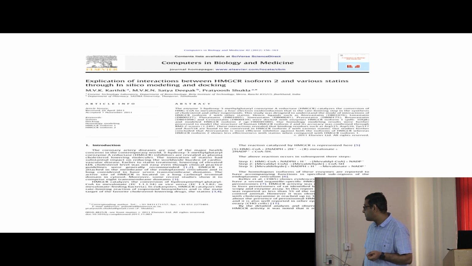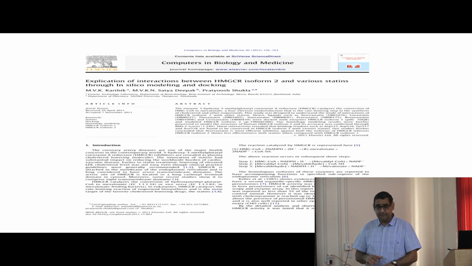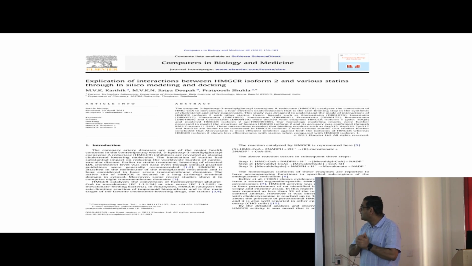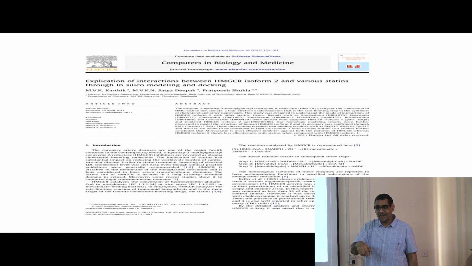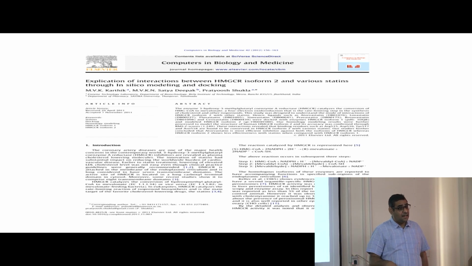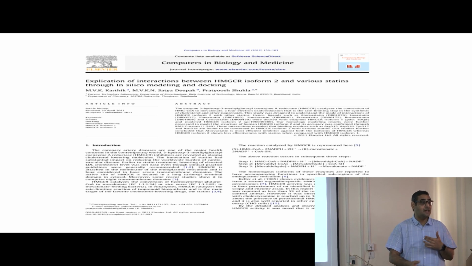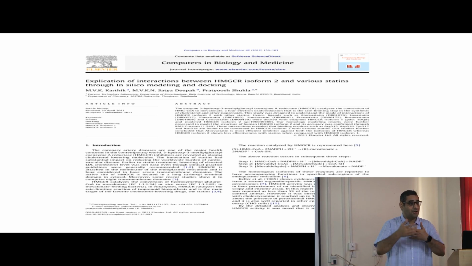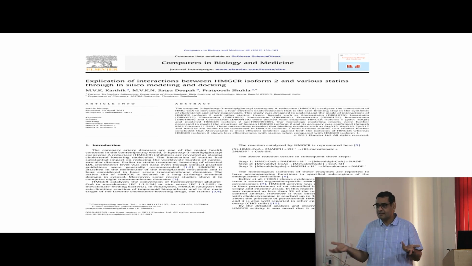You can read this paper in full. I am not going into detail because of the limited time we have. This is a 2012 paper, and now 2025 is going on. Still people are citing this paper and writing to us, and still nobody is working on statin and the isoform together, as well as other parameters like kinetic and pharmacokinetic ones, because nobody questions that therapy. It is very successful.